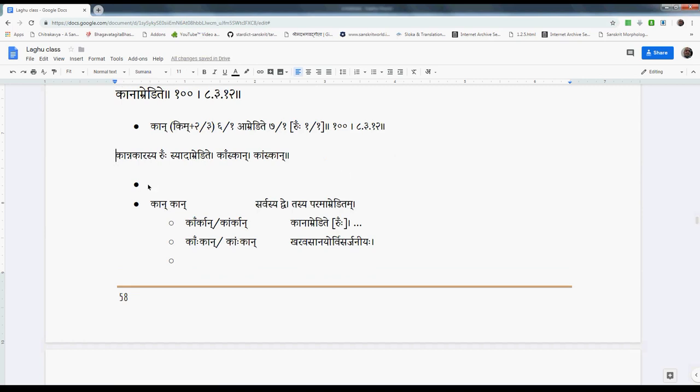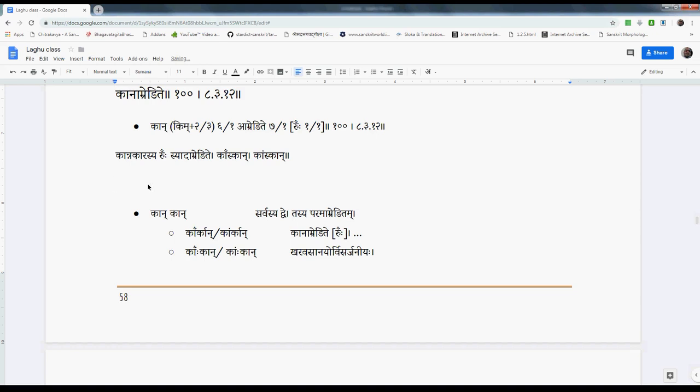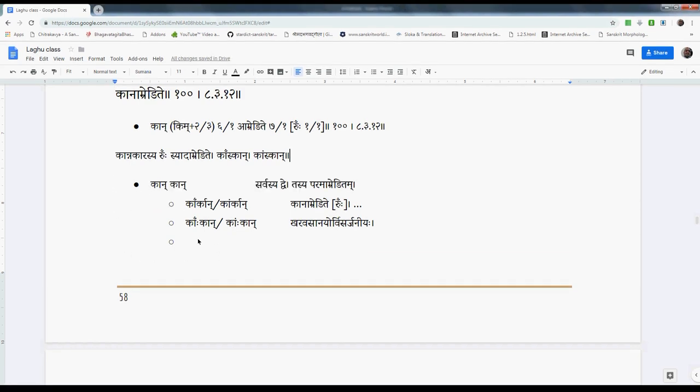Kan nakarasya rusya damridite. So now it will be forced to become sakara, and you will get kamskan, by the vartika which says "sampumkanam so vaktavyah". So this vartika takes away the optionality of vashari.